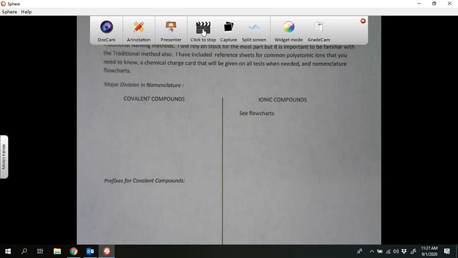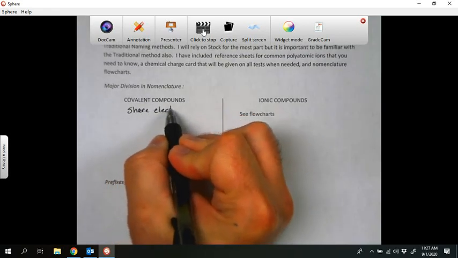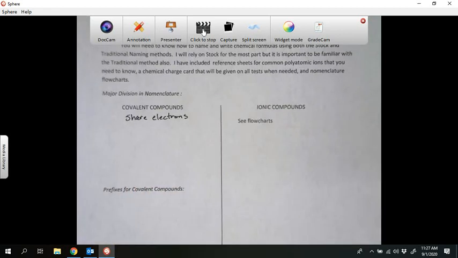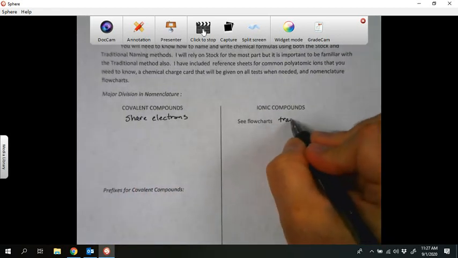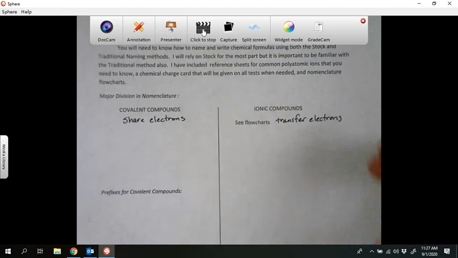So if you recall back to Chem 1, covalent compounds share electrons. Ionic compounds transfer electrons. So when they transfer, the thing that is losing electrons becomes more positive. The atom that is gaining electrons becomes more negative, and it's the positive-negative that holds the compound together. Over here, they share the electrons in covalent, and that's what holds them together.